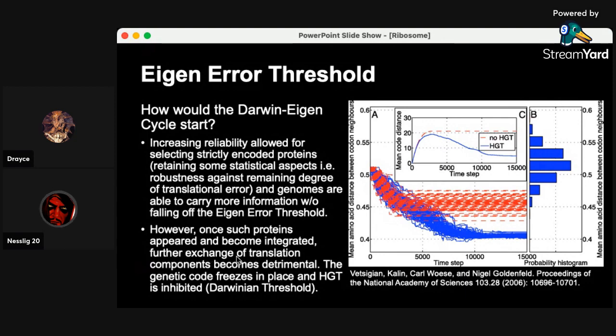Further exchange of translational components becomes detrimental. Now the genetic code and the whole system freezes in place, and horizontal gene transfer is inhibited. Now you pass the Darwinian threshold, and this process is more elaborated in this citation right here, where free exchange between components in horizontal gene transfer in this early stage before the Darwinian threshold is important in improving translation, transcription and replication.